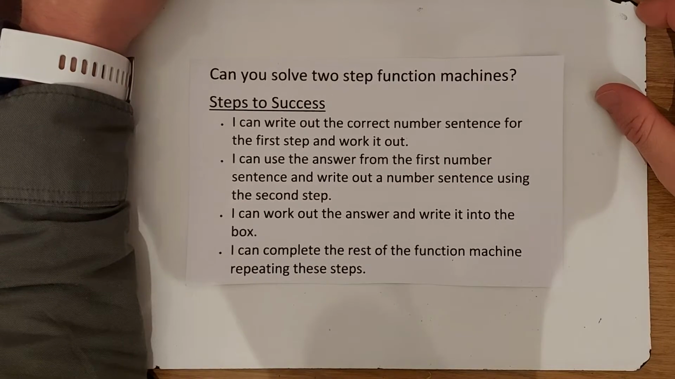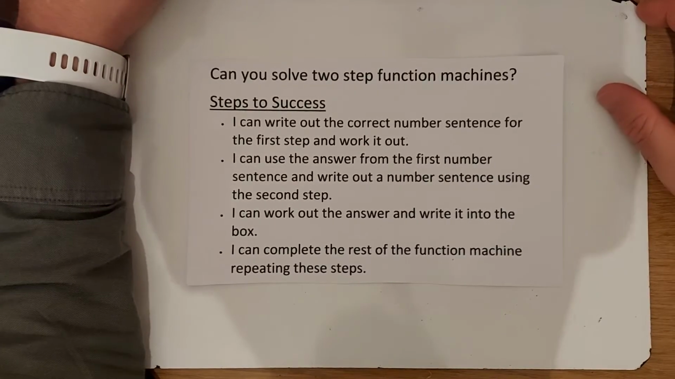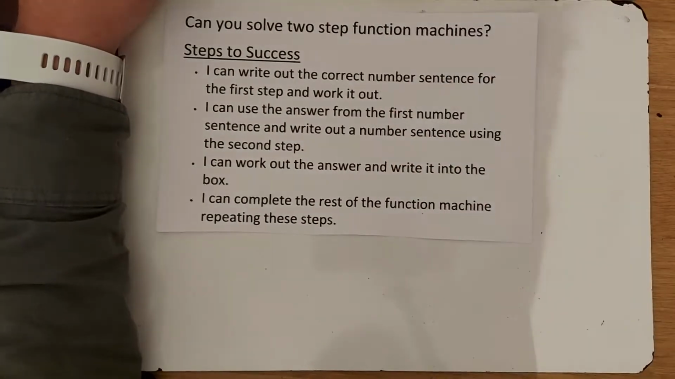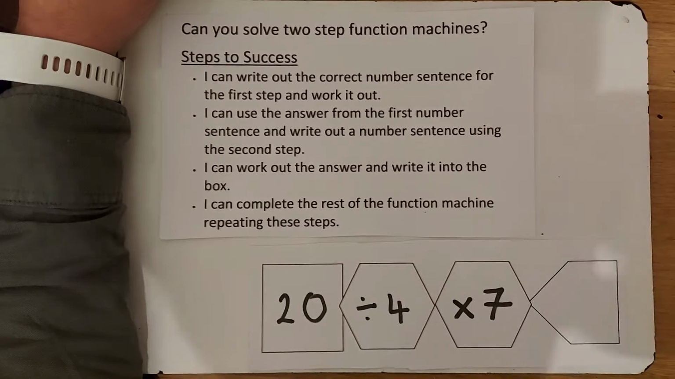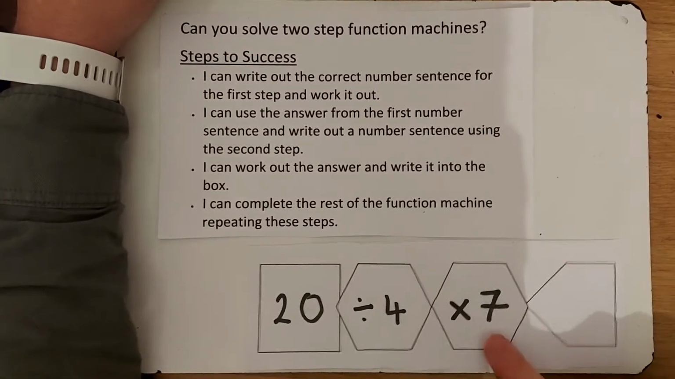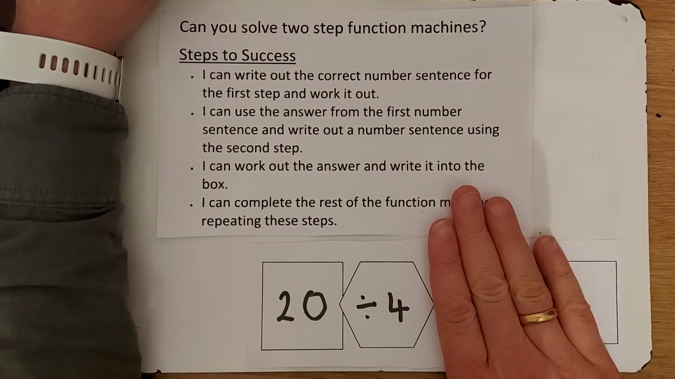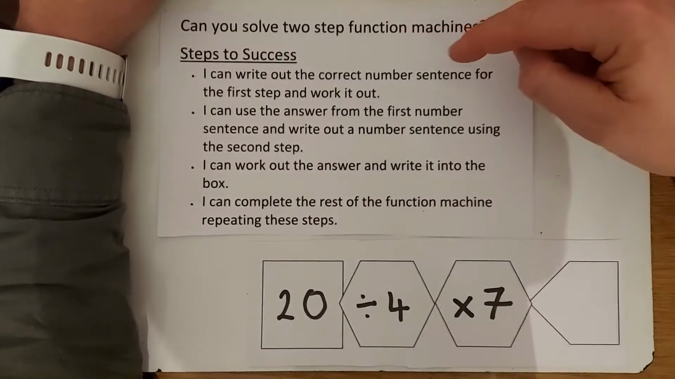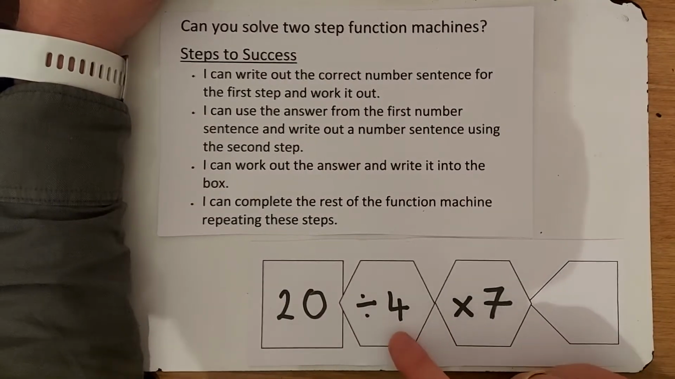First up, I can write out the correct number sentence for the first step and work it out, okay? So, I'm going to bring in what this might look like. So here we go. If you did the first one, you'd know that. See, this is what I mean by it's got two steps to do. So here, I can write out a correct number sentence for this bit. So here, you'd be doing 20 divided by 4.